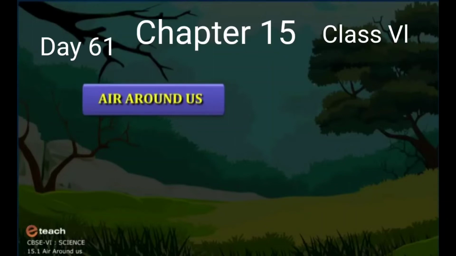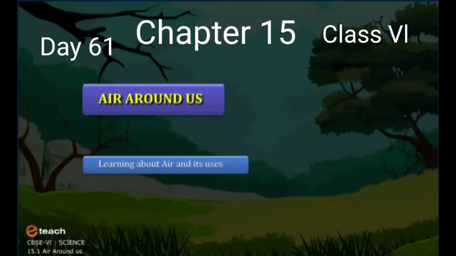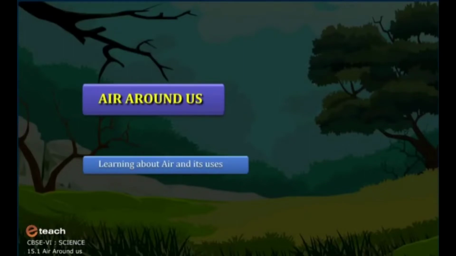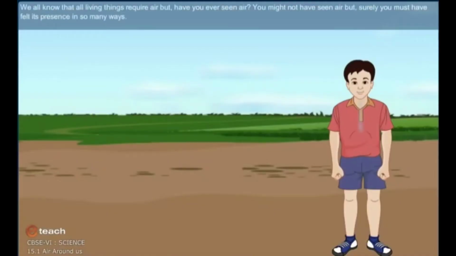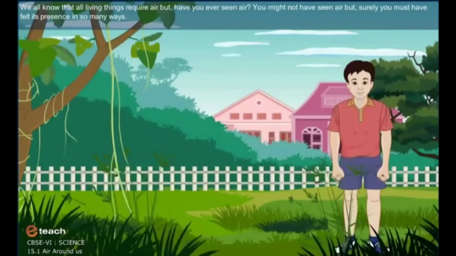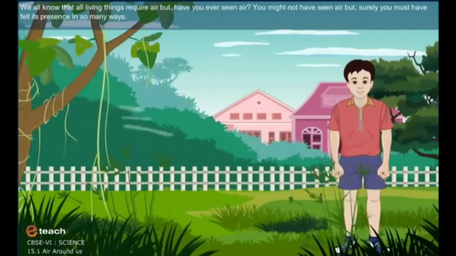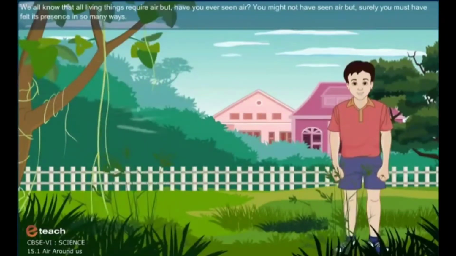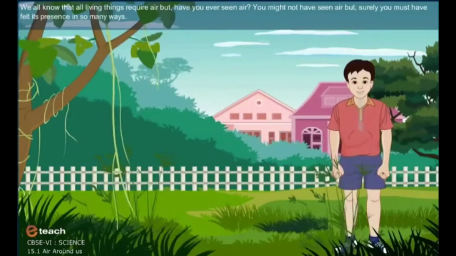Air around us. Learning about air and its uses. We all know that all living things require air. But have you ever seen air? You might not have seen air, but surely you must have felt its presence in so many ways.